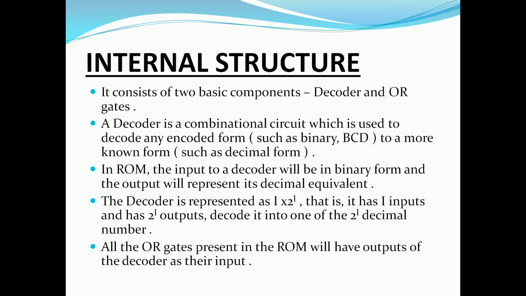So in ROM, the input to a decoder will be in binary form and the output will represent its decimal equivalent. The decoder is represented as I cross 2 raised to power I, where I is the number of inputs and 2 raised to power I is the number of outputs. It decodes into one of the 2 raised to power I decimal numbers. Suppose we have 4 outputs, so 2 raised to power 2 is represented as output. All the OR gates present in ROM will have the output of the decoder as their input.